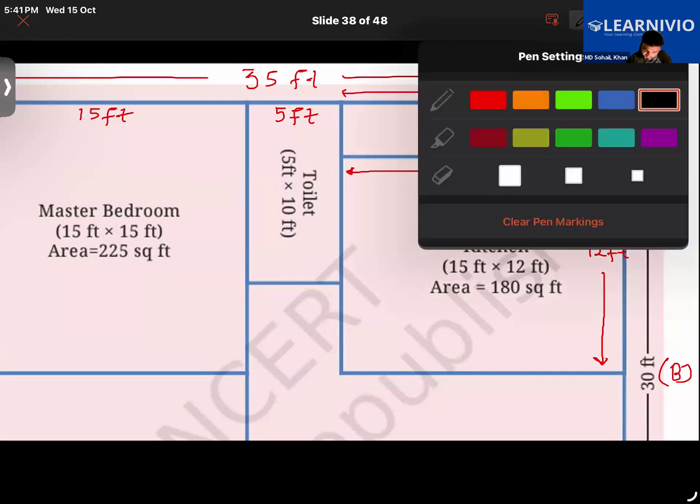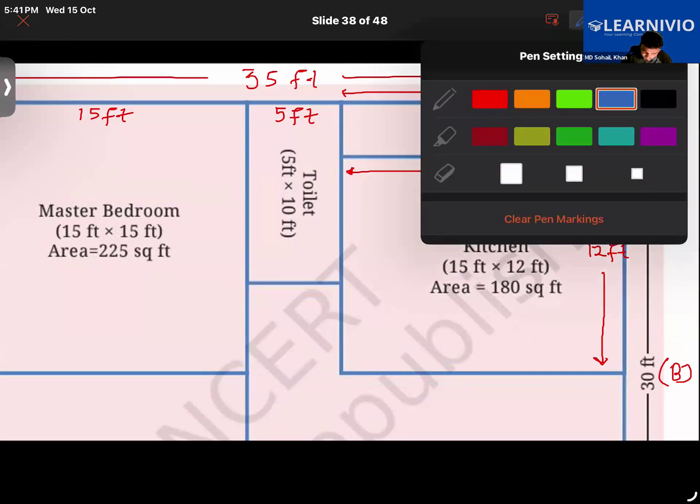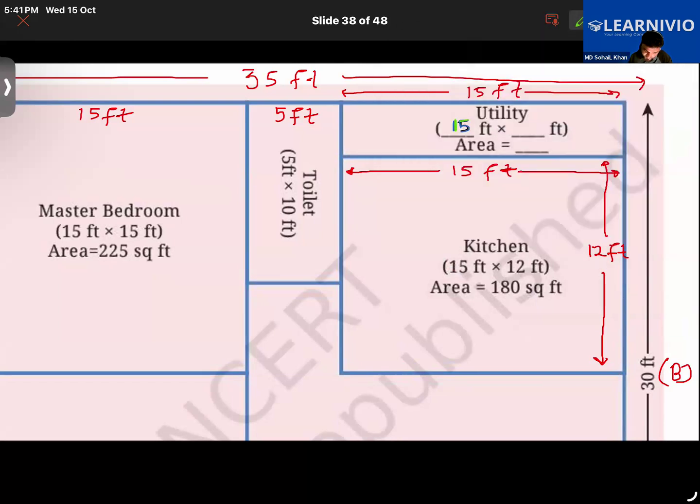Okay. Let me use a different color, a blue one. So it is 15 feet. Green is better. 15 feet. Now the question is, what will be the breadth? Right now, breadth is not given here. Meaning, what is the measurement of this side, which is missing here?